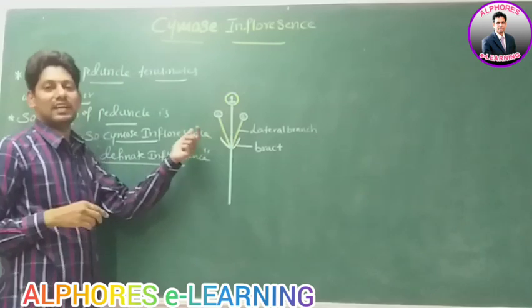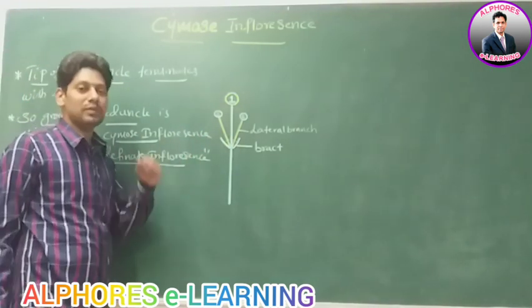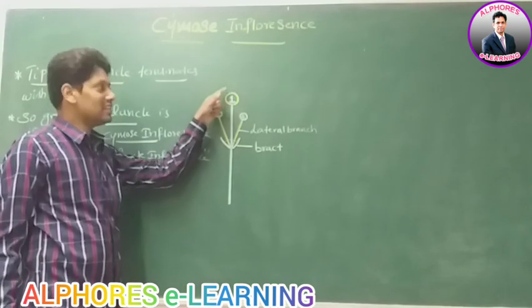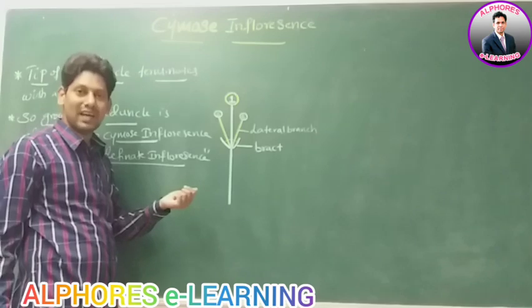Therefore, flowers are arranged in basipetal manner. What is the meaning of basipetal manner? The older flower is at the tip and younger flowers are at the base. This arrangement is called basipetal manner.